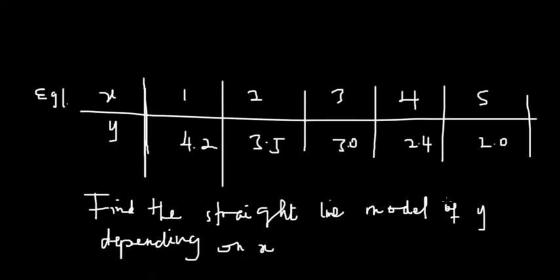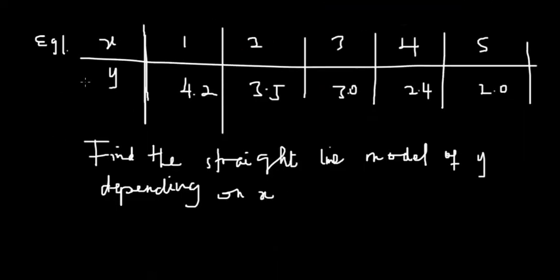Okay, right. So let's take a look at some examples so that we try help you understand the entire concept. Okay, so we have what? An example. So we have values of x, okay, and values of y. Then we have x ranging from 1 to 5, and then y ranging from what? 4.2, 3.5, 3, and 2.4, and then 2.0.